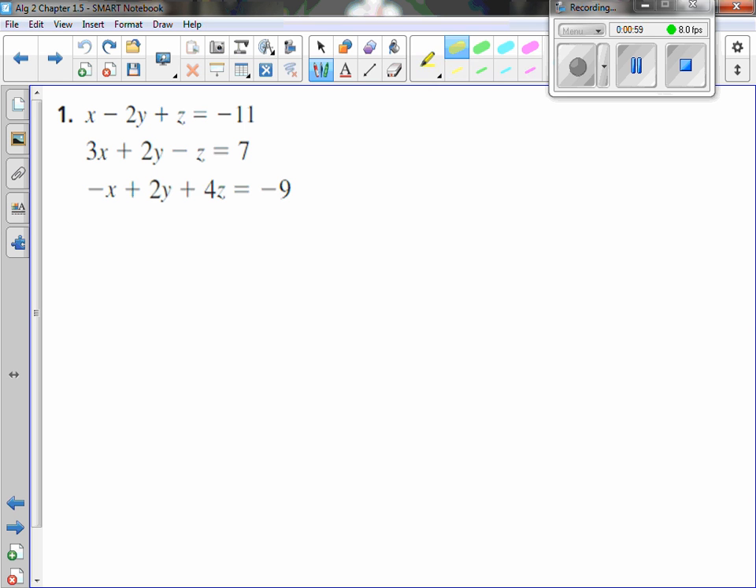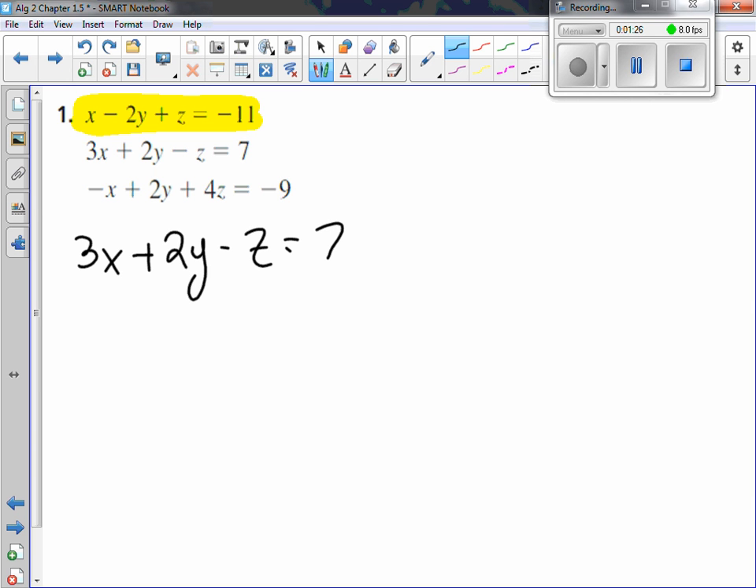Now, it really doesn't matter at this point which one we choose as the eliminating equation, the one we're going to use to eliminate y from the other two. But I'm just going to pick the top one, just because. And we're going to use it to eliminate y out of the other two equations. So the first thing we'll do, after picking that, is rewrite our two equations down.